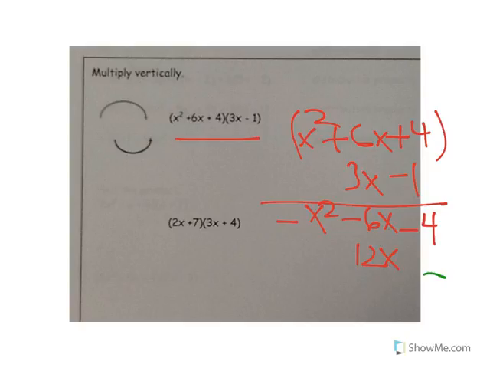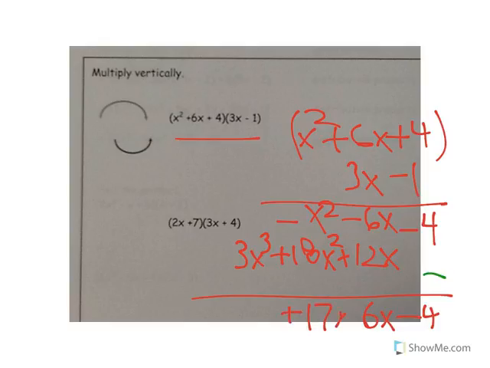3x times 6x is going to be 18x squared. And then, oh, I forgot that this is a plus. And then 3x times x squared is going to be 3x cubed. So when we then add these together, we're going to end up with negative 4 and end up with 6x. That's the reason why it's important to line them up. Plus 17x squared. And then 3x cubed. So that's what the answer is eventually going to be.